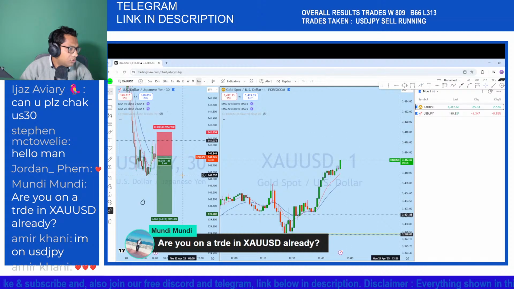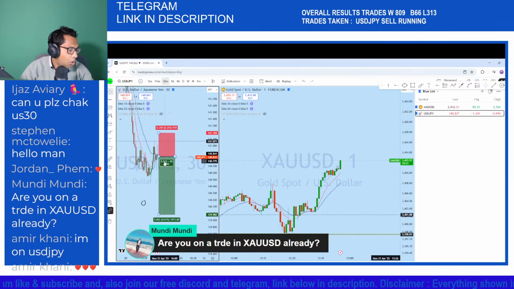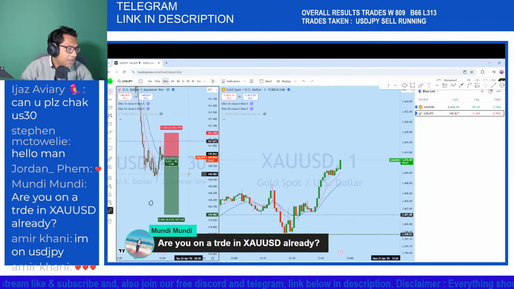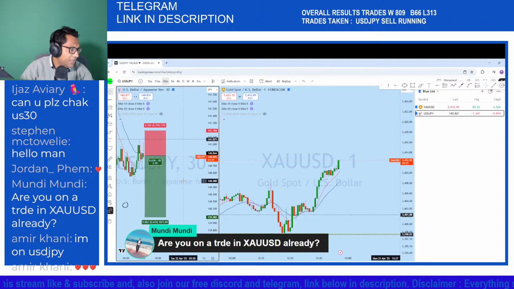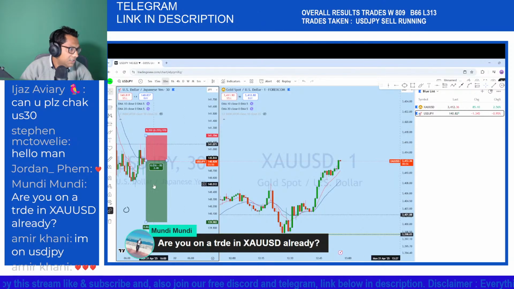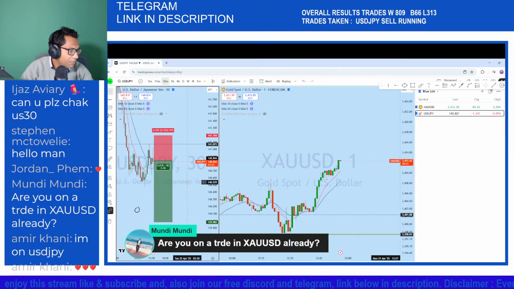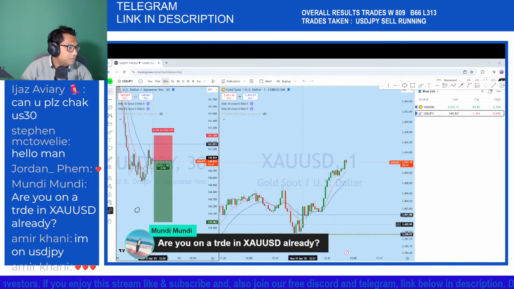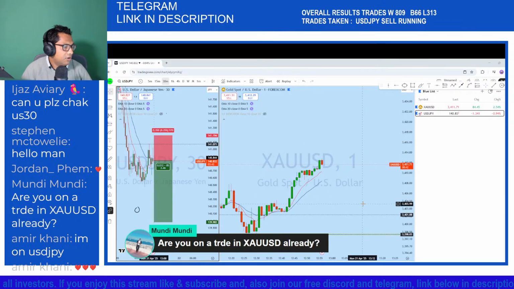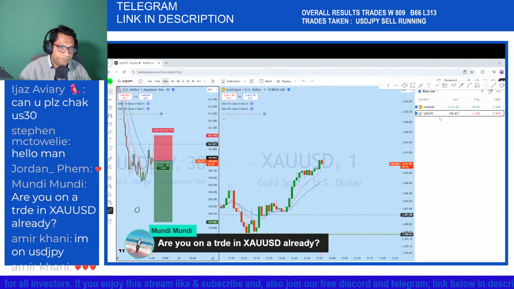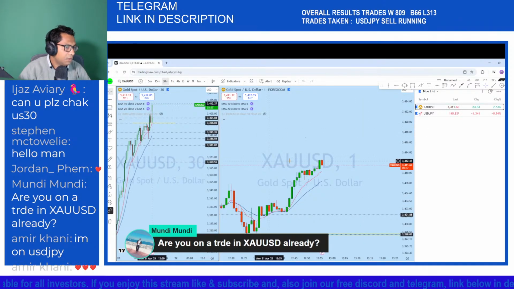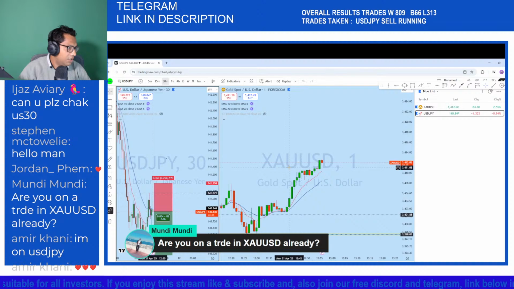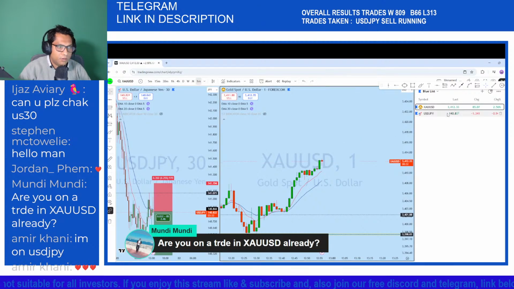Dollar yen started to break below here with a long wick candle in that area. And with that being said, as you can see, dollar yen is in an organized downtrend here, while we can see that on XAUUSD, on dollar yen and on gold.